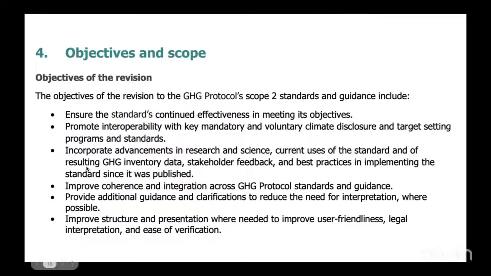the standard and of resulting GHG inventory data, stakeholders' feedback and best practice in implementing the standard since it was published, improve coherence and integration across GHG Protocol standards and guidance, provide additional guidance and clarification to reduce the need for interpretation where possible, and improve structure and presentation where needed to improve user-friendliness, legal interpretation, and the ease of verification.